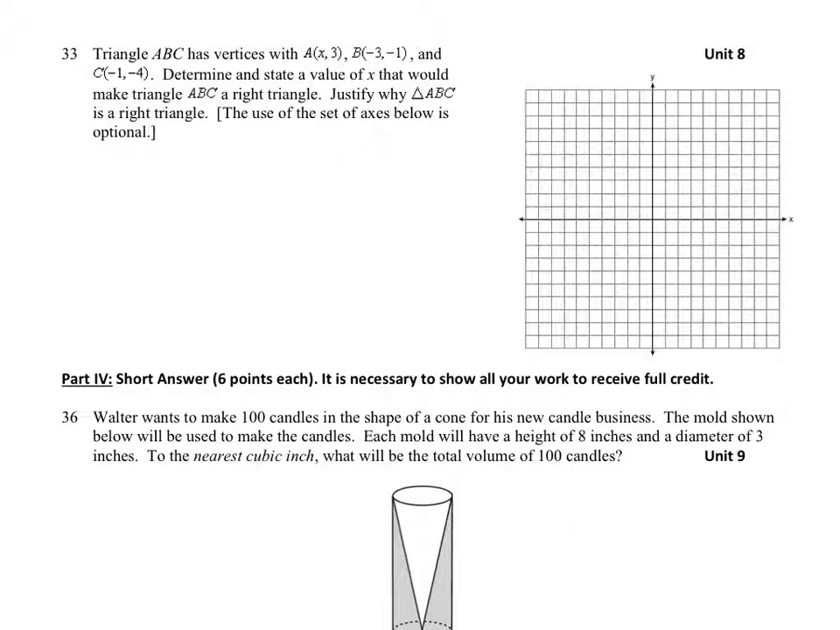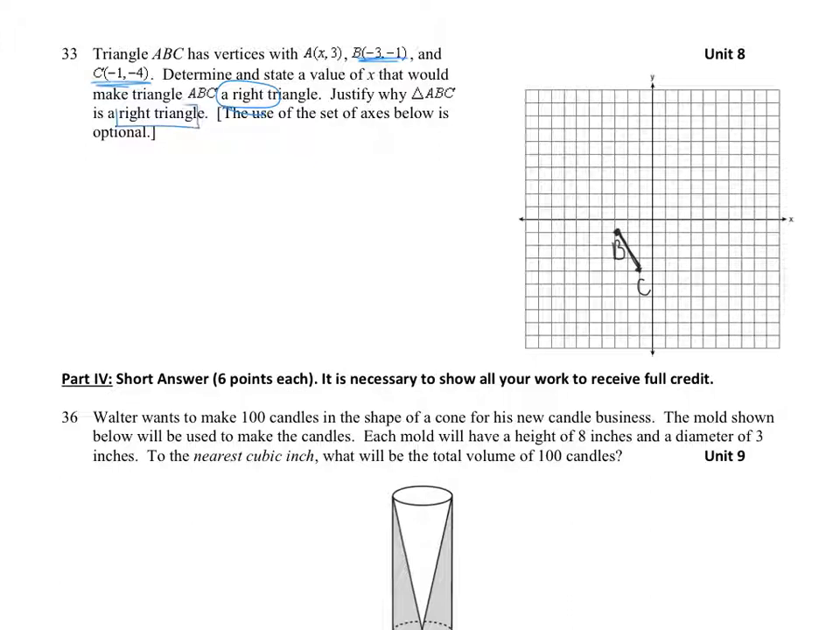Triangle ABC has vertices A with x, 3, B with -3, -1, and C, -1, -4. So I'm going to take a second, pause the video, and plot B and C. I can't quite plot A, so we're just going to leave that one there. But plot B and C while you pause the video. Determine and state a value of x that would make the triangle ABC a right triangle. Justify why the triangle is a right triangle.